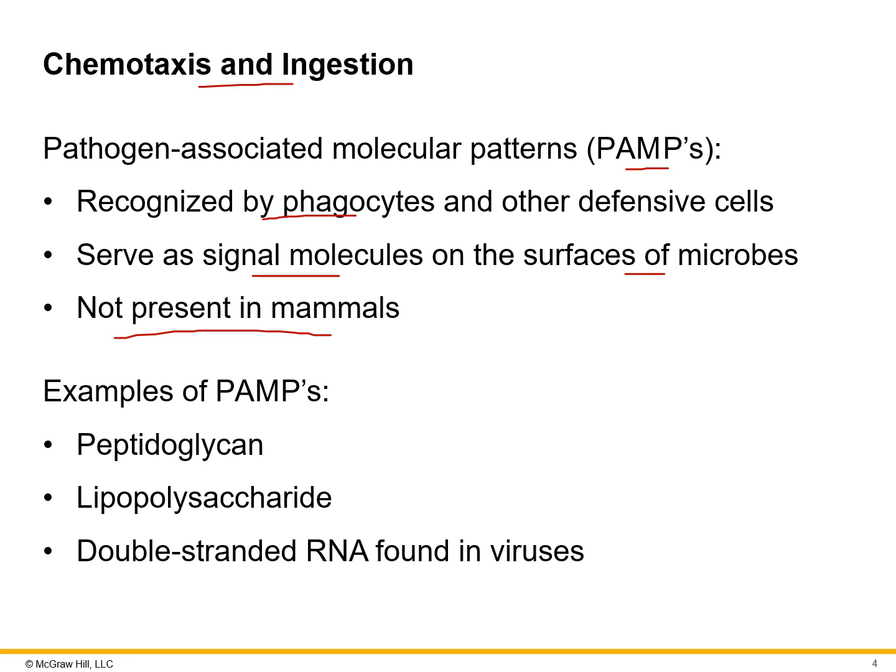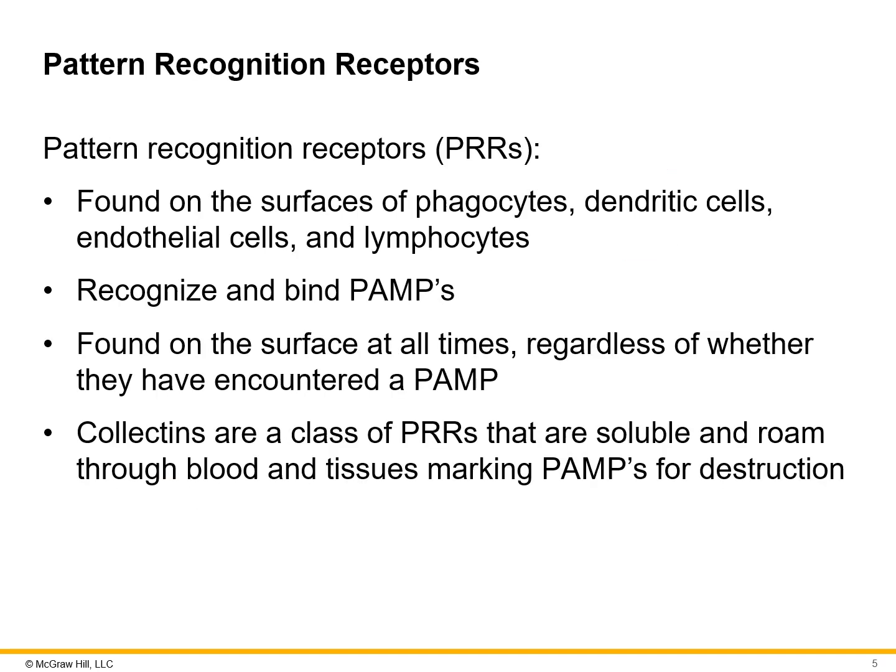So they should not be recognizing self cells, because mammalian cells don't produce these PAMPs. Just some examples I mentioned before: peptidoglycan, we don't make that. We don't have a cell wall. Lipopolysaccharide is only in those gram-negative cell walls. Double-stranded RNA is in viruses, and that's a way to recognize them. All of our RNA is single-stranded, so if our cells recognize double-stranded, it indicates there's a virus present.